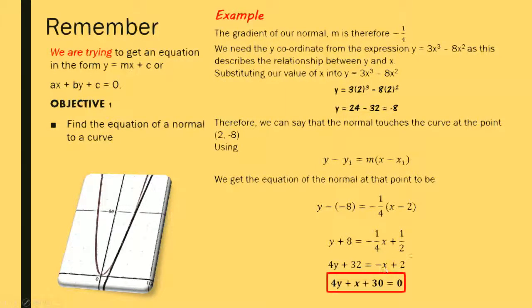If you'd got something like that and brought the plus 8 over and made it minus, it would have been just right. You'll generally see the form of the answer as ax plus by plus c equals 0. They'll usually tell you in the question what way to leave that. And that's our final equation of a normal to a curve.